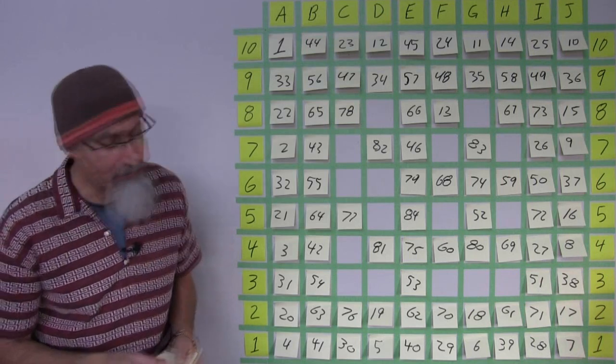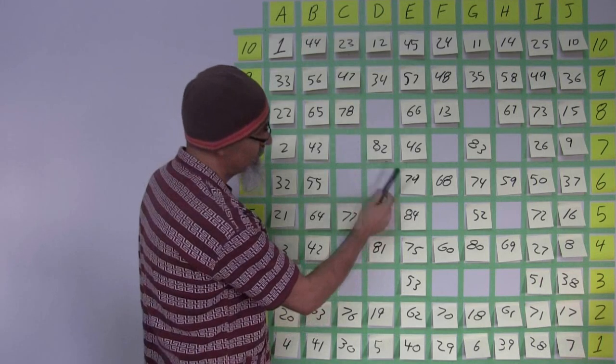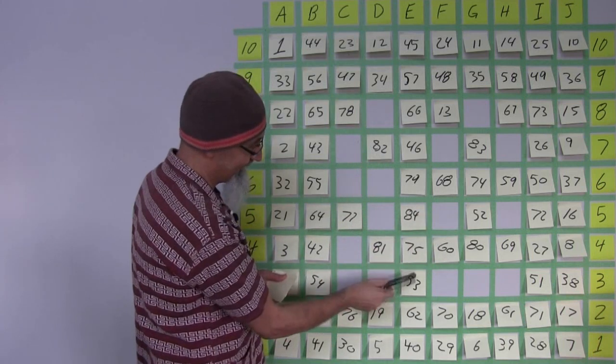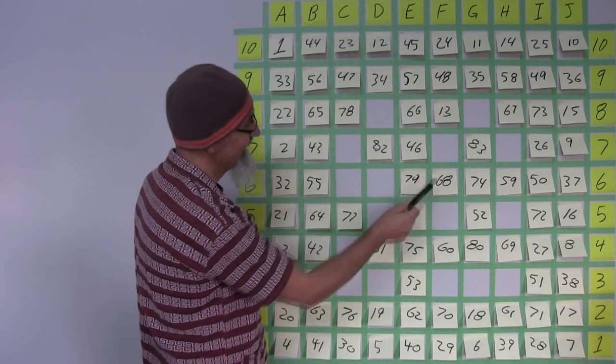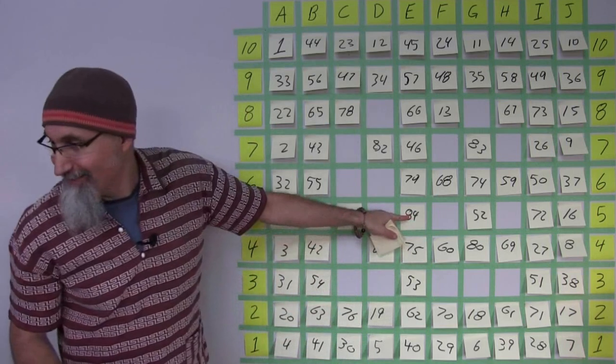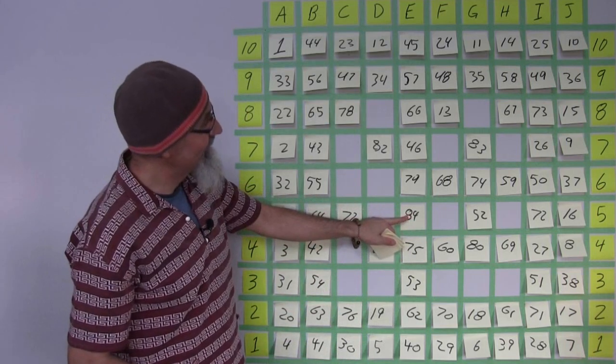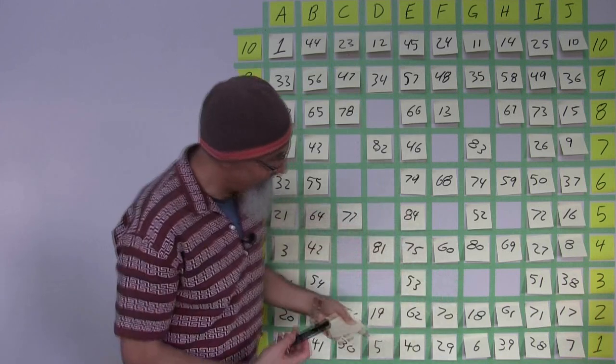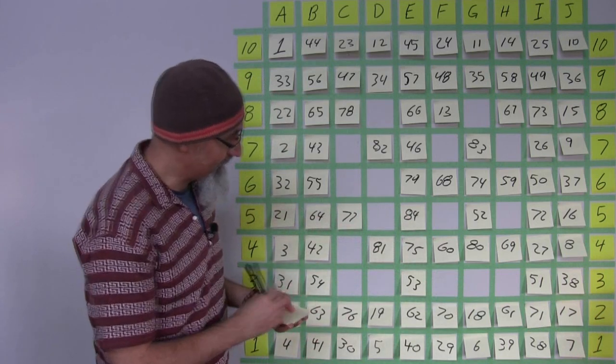E5, G3. 83. Where's 83? 84. E5. And then G3. G3. So here's 85.